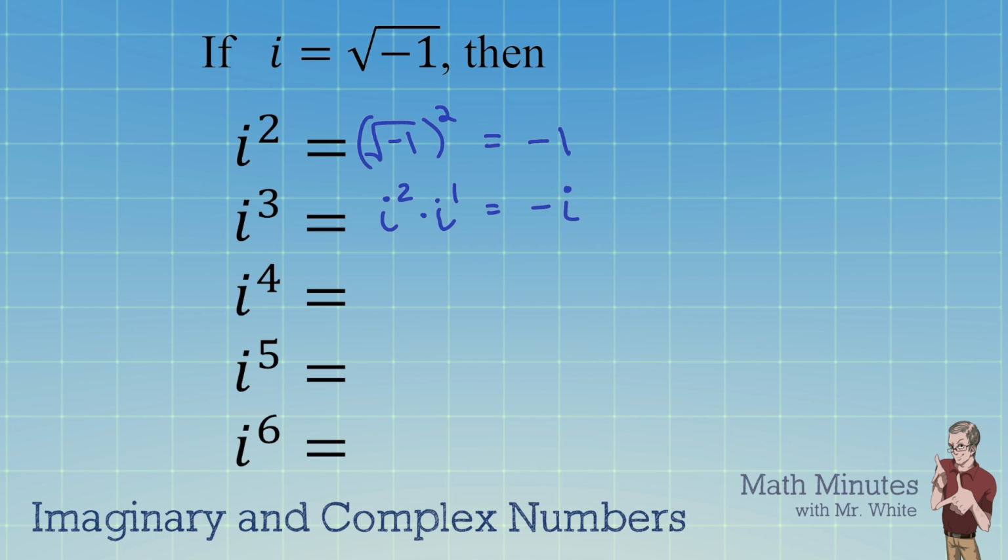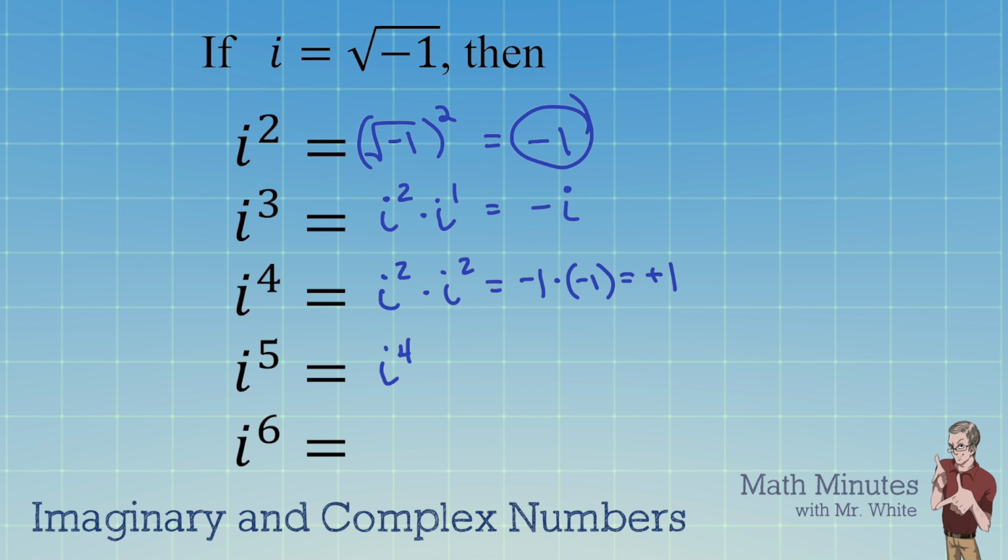Now what about i to the fourth? You might think that's going to be negative 1 again, right? But let's think about it. We've got i squared times i squared. So we set up above, remember, that i squared is negative 1. So we replace that with a negative 1. We replace that with a negative 1. The answer is positive 1. So anytime you see an i squared, just replace it with a negative 1.